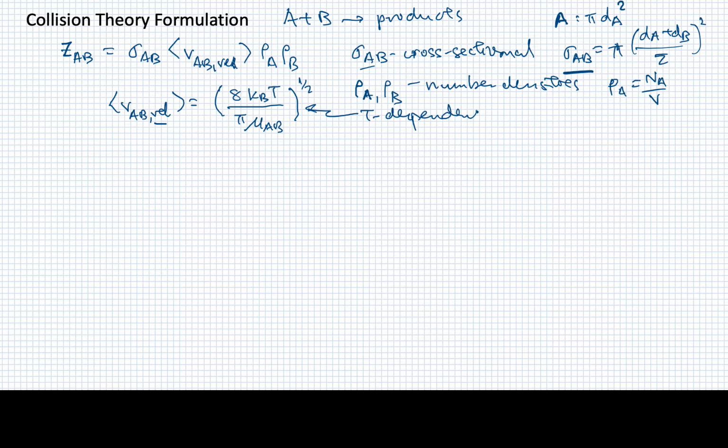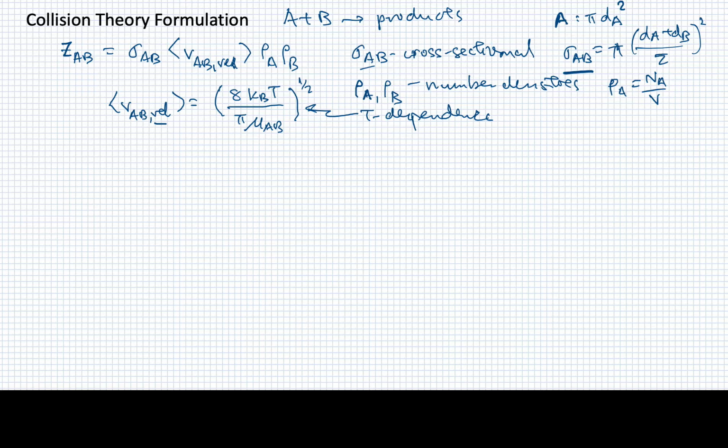These other two, the rho, the number densities, and the sigma, are just qualities of this particular system and are not temperature dependent, but this one is. Okay, so we have already built in some temperature dependence here, but we're missing some other critical factors that we'll need in order to relate this to a reaction rate.